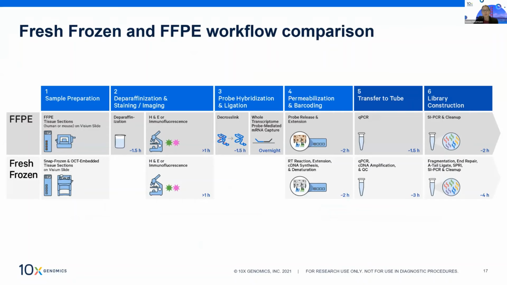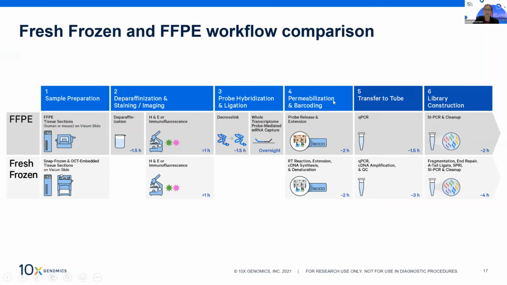So as I mentioned before, there is a few differences in the workflow. The key difference being that we need a deparaffinization step in the FFPE workflow, and our decross-linking and overnight probe hybridization step, they are unique to the FFPE workflow. The other workflow steps are fairly similar.